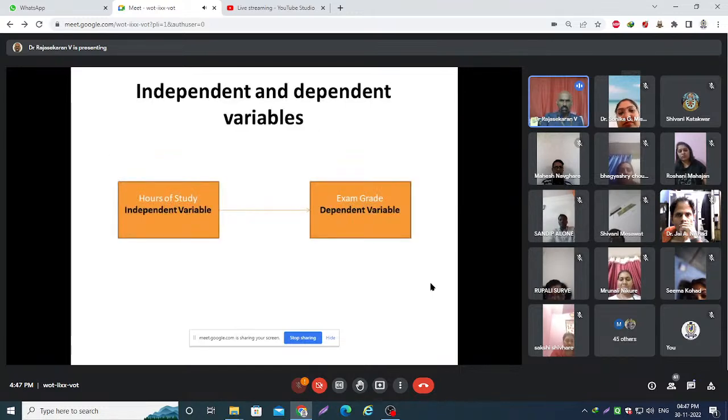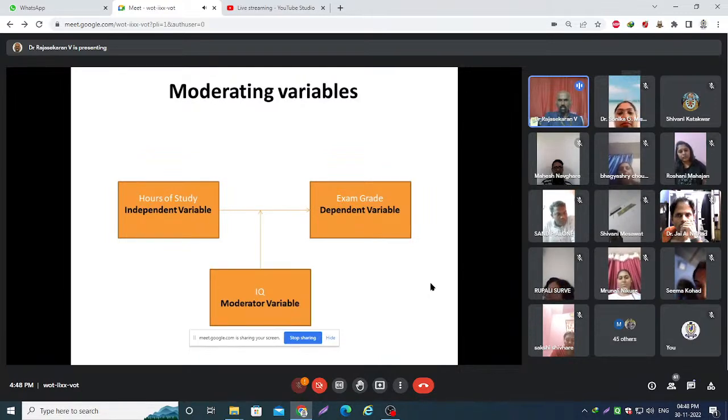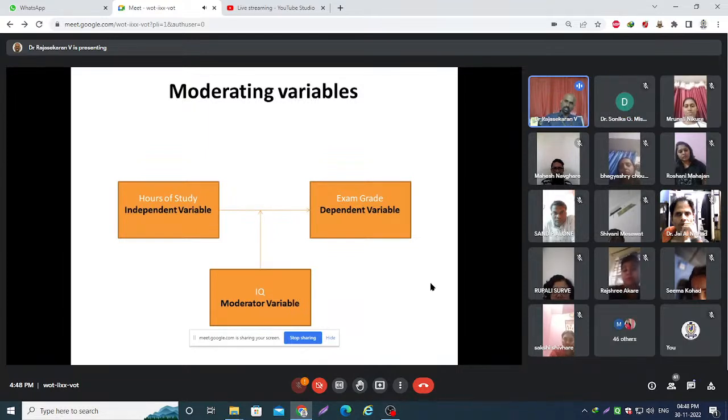Let me check whether I have a framework also. Here I have given first the variables, independent and dependent, hours of study and exam grade, and how it is getting affected. So now I am adding one more variable called the moderator variable. This moderator variable I didn't talk about in yesterday's lecture. The reason is I had introduced only the dependent and independent variable. There is something called a moderator or extraneous variable that you may not study directly, but indirectly it may affect the variables which you have taken.